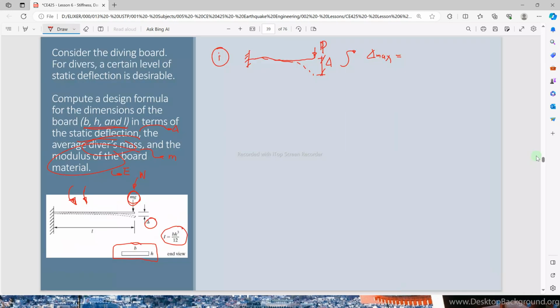So we just came back here, no? This is PL cube over 3EI. And eventually, we have our stiffness K equal to 3EI over L cube. So we have our L, we have our E, and then our I. So we just substitute. Our K is equal to 3E times our I, which is equal to BH cube over 12, over L cube. So we have E BH cube over 4 L cube.